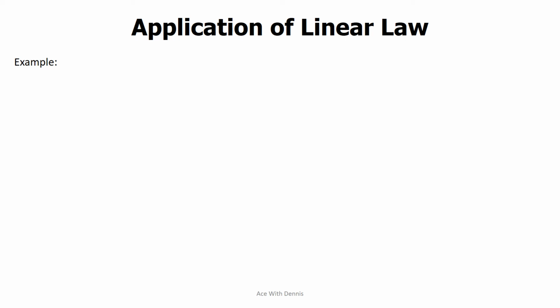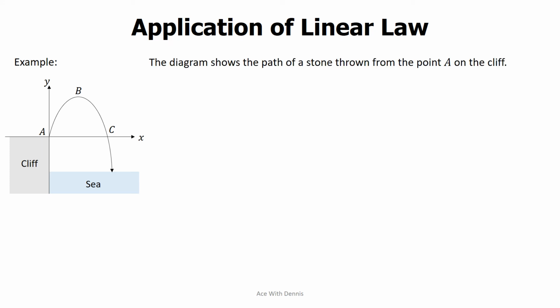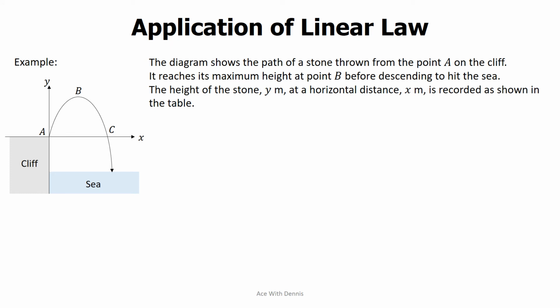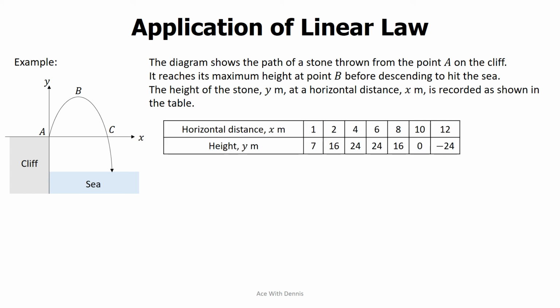Now, let's look at one example related to the application of linear law. Given this diagram, the diagram shows the path of a stone thrown from point A on the cliff. It reaches its maximum height at point B before descending to hit the sea. The height of the stone, y meters, at the horizontal distance, x meters, is recorded as shown in the table. So here is the table.